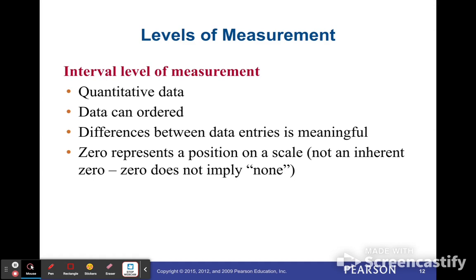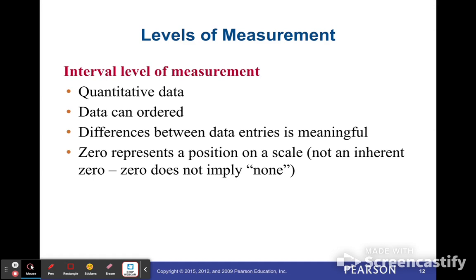Temperature in degrees Fahrenheit. Why? The question is, if the temperature is 0 degrees Fahrenheit, does it have no temperature? Think. 0 degrees Fahrenheit doesn't mean that there's no temperature. It means there is, right? The 0 here just implies position. Everybody, you guys understand, right?